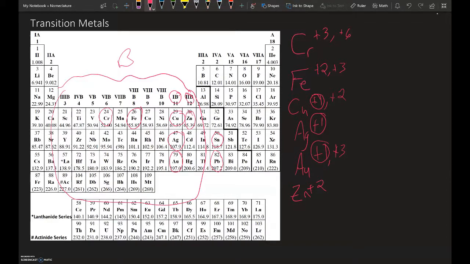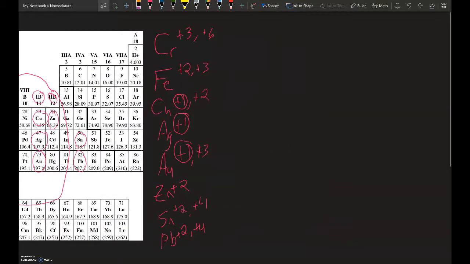When we get over to tin and lead, tin is +2 or +4, and lead is also +2 or +4. Now, a really important detail that you'll want to pay attention to is that when you name a compound that possesses a transition metal, you should always use a Roman numeral. The only exceptions are silver and zinc, which only have one charge oxidation state and don't require a Roman numeral.